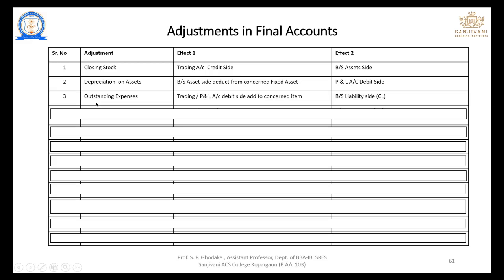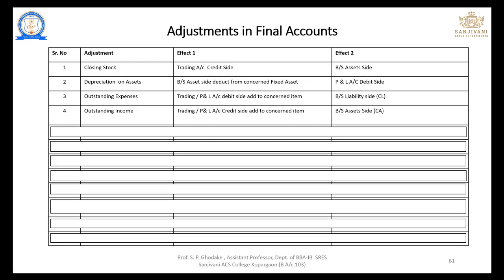Then the third adjustment of final account is outstanding expenses. Generally the outstanding expenses are included either in the trading account or profit and loss account debit side, and those are added to the concerned item. And the second effect of the outstanding expenses is on the liability side of a balance sheet.